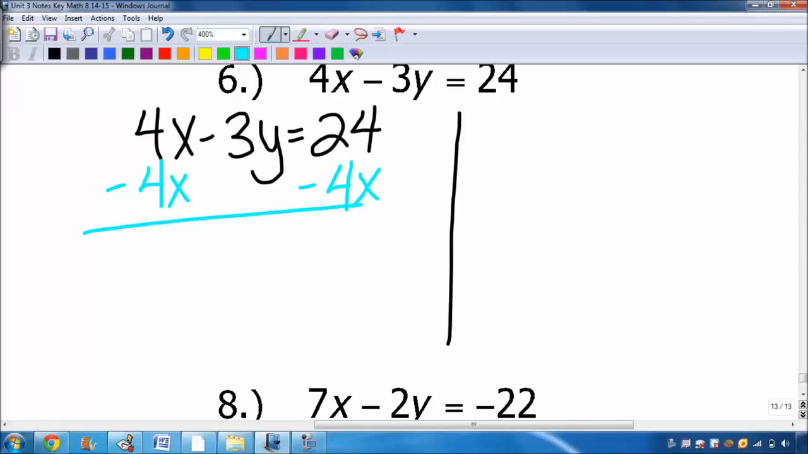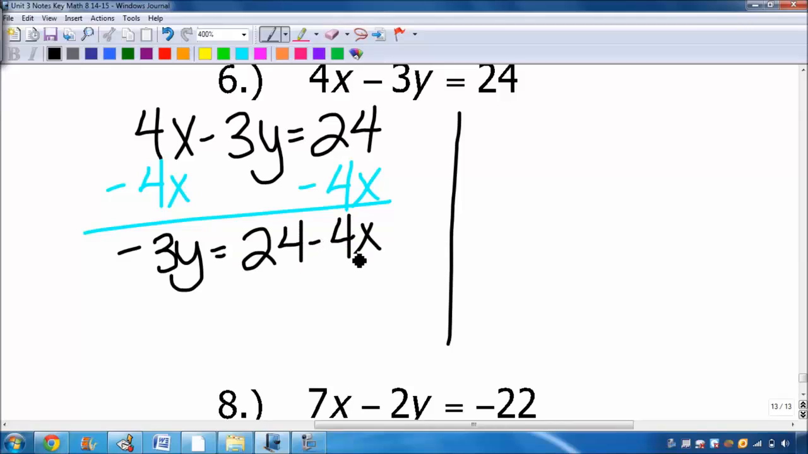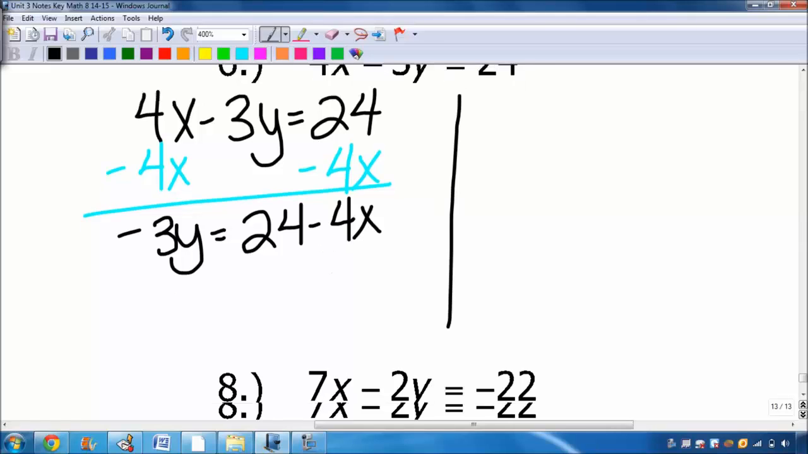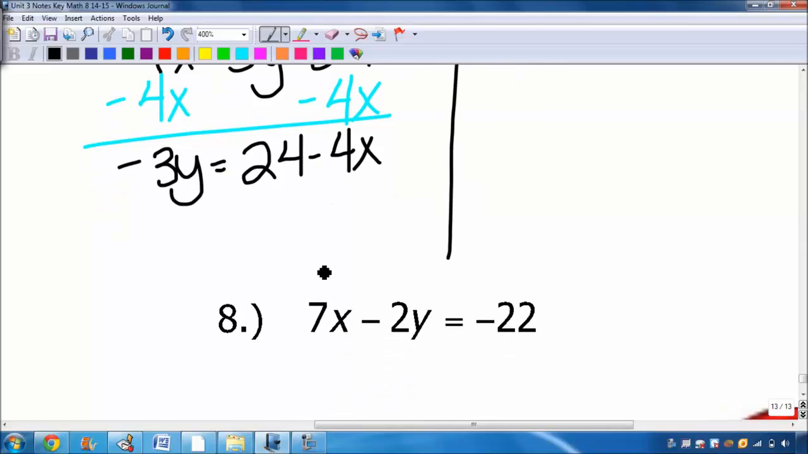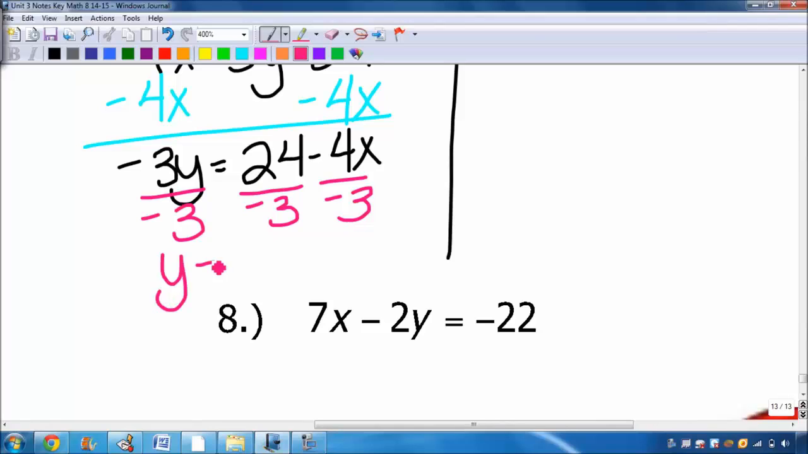All right? So then I end up getting negative 3y equals 24 minus 4x, or you can say negative 4x plus 24. It's, again, your choice. Now, to get rid of this negative 3, I have to divide everything by negative 3. So you end up getting here, y equals, this turns into a negative 8. And then this negative and this negative cancel each other out to become a positive.